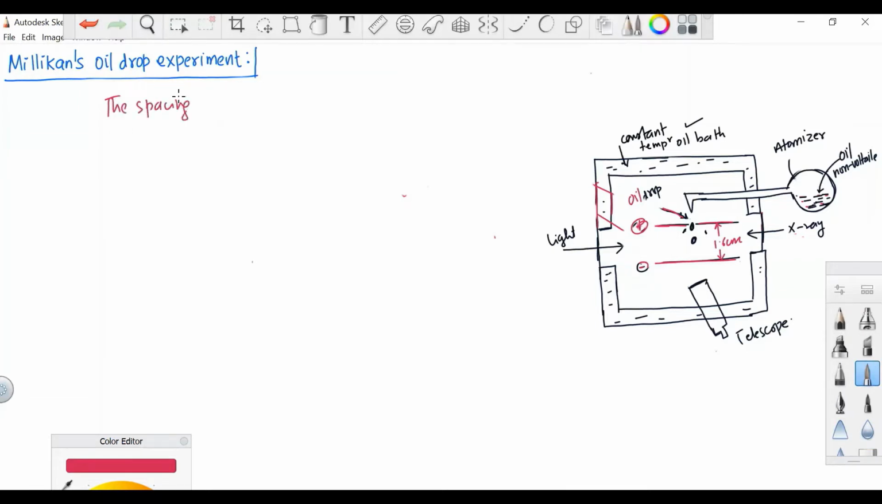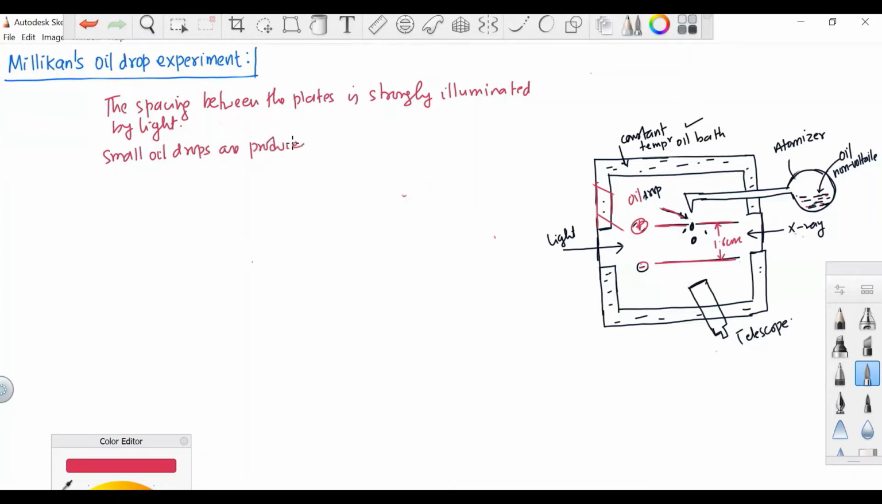The spacing between the plates is strongly illuminated by light, and small oil drops are produced by the atomizer.